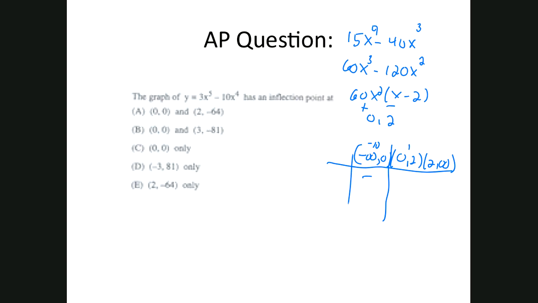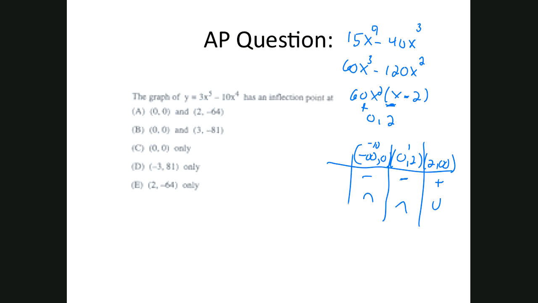If I put positive 1 in here, oh, that's where my mistake was. If I put positive 1 in here, this is positive, and this is negative, because 1 minus 2 is negative. This is still negative, okay? So I go negative, negative, and then if I put a positive 10 in here, this is going to be positive. So it doesn't change signs here. It's concave down, it's concave down. Now it's concave up.